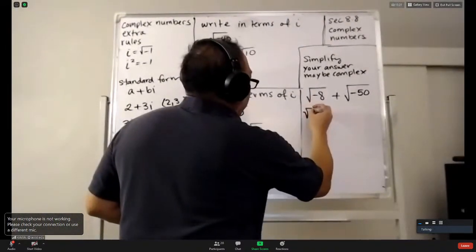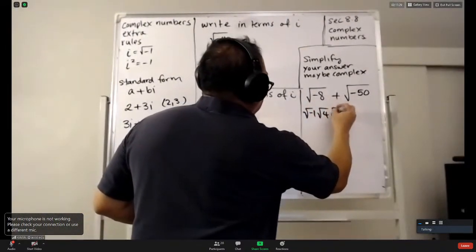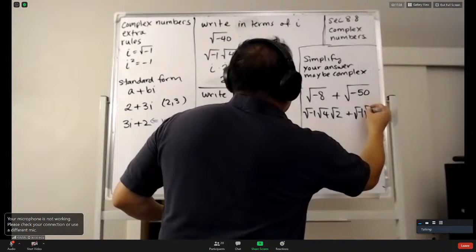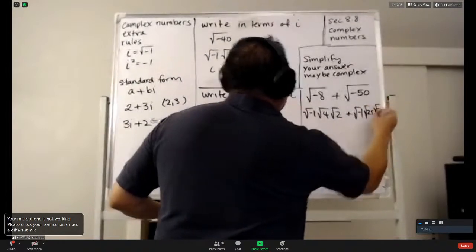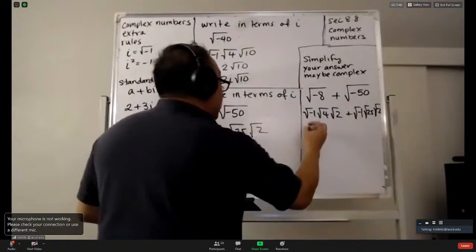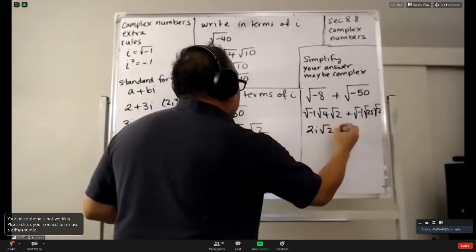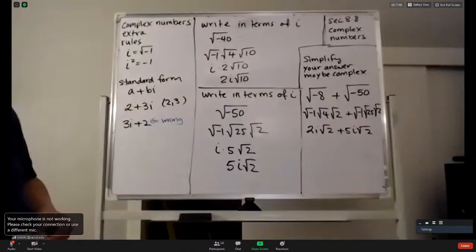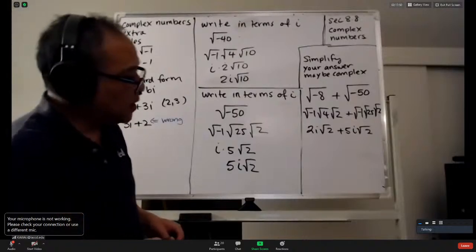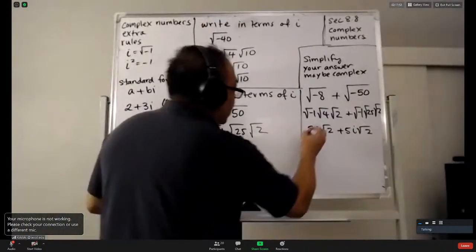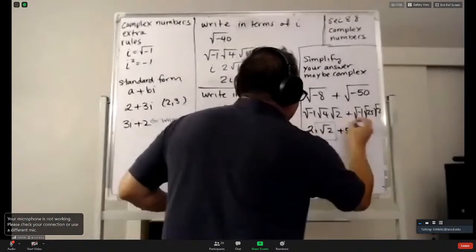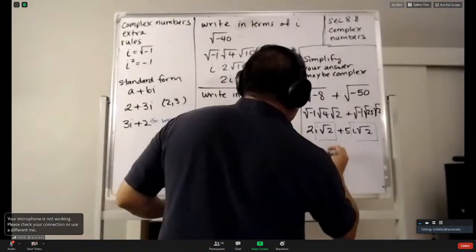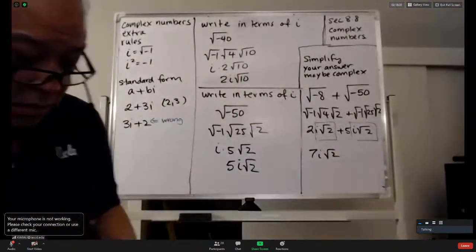So here we get -1 for 2 plus -1, 25, 2. So you get 2i square root of 2 plus 5i square root of 2. And since this is the same thing as that, we'll get 7i square root of 2.